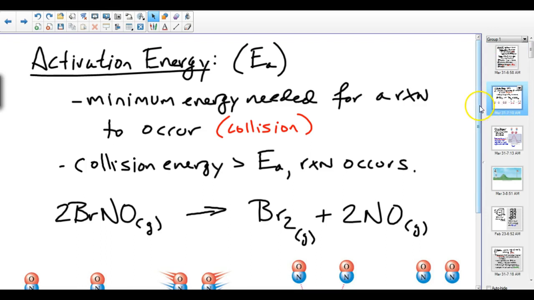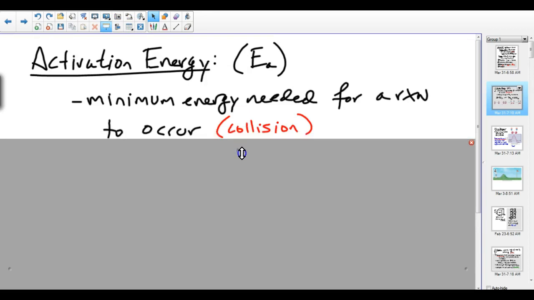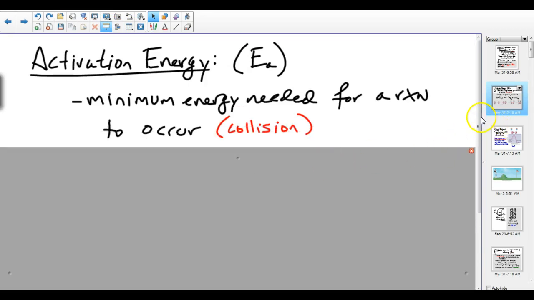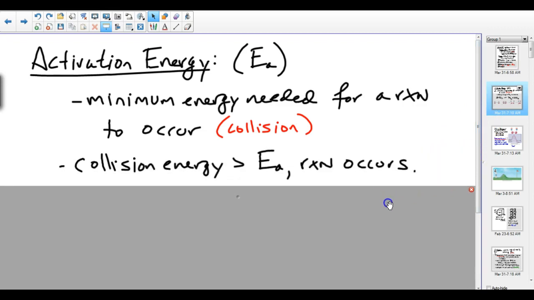There's a thing called an activation energy, and the activation energy is the minimum amount of energy you need in a collision between atoms or molecules for the reaction to go forward. If you don't collide with enough energy, the reaction does not go forward. So activation energy. The symbol for it is E sub A, the energy of activation.